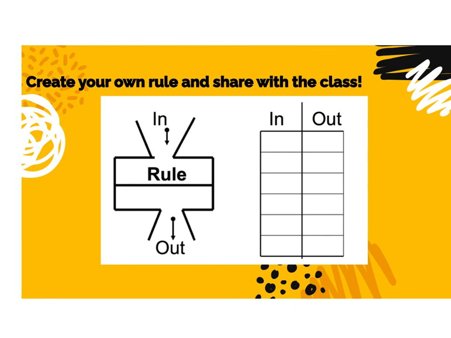Now it's your turn to get creative and create an input-output table and create a rule that goes along with your table. Create this in your notebook and then take a picture and share it with your class in the assignment. Then see if you can figure out your classmates' rules.